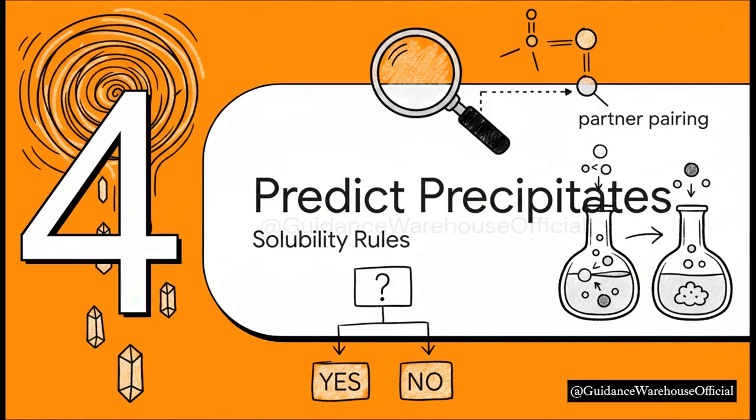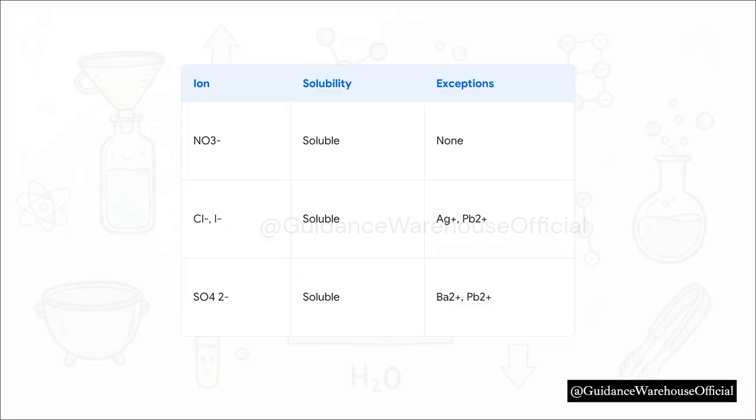Section 4. Predicting the precipitate. So the totally crucial point for a chemical detective is figuring out exactly which new partner pairing will form that solid. How do we predict it? We use solubility rules to act as our predictive rulebook. These rules tell you which ions generally dissolve and, more importantly, the exceptions. For instance, consider nitrates. They are highly soluble, absolutely no exceptions. If a molecule has nitrate in it, it's staying dissolved in the water.